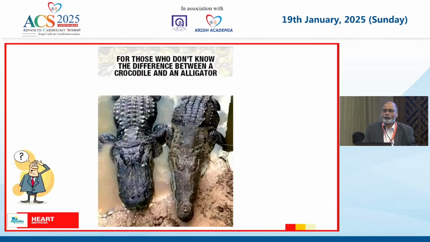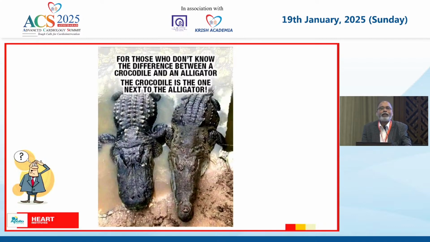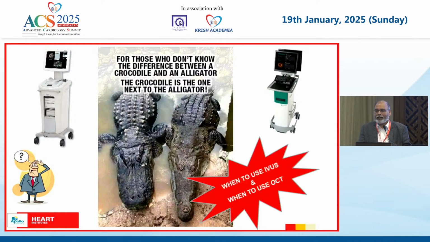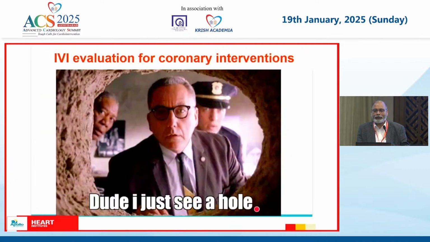For example, if I show you this picture, can you identify a crocodile and an alligator? Very difficult. You must have seen multiple crocodiles, multiple alligators. The simplest answer: the crocodile is next to the alligator. That's very easy to say. So this is where the two spectrums come, whether OCT or IVUS, both are complementary, but I'll give my take. Now, when to use IVUS and when to use OCT.